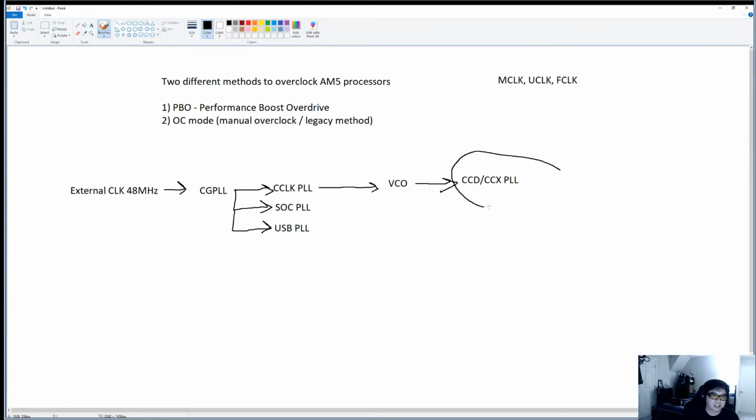So this is the clock for the PLLs. So you have your multiplier, so it's going to determine whether you're going to be doing like 5 gigahertz, 5.5 gigahertz, 5.8 gigahertz, 6 gigahertz, etc.